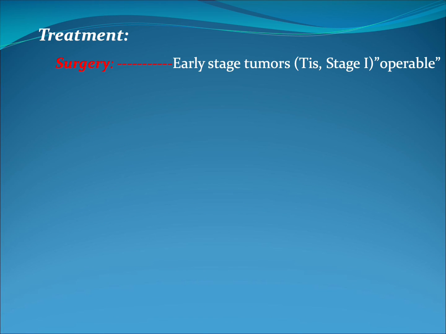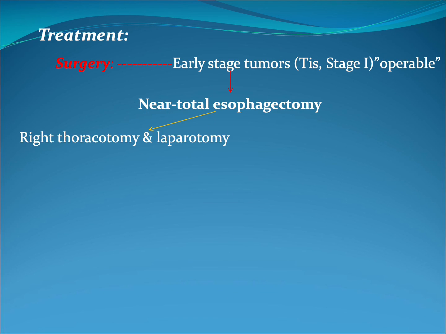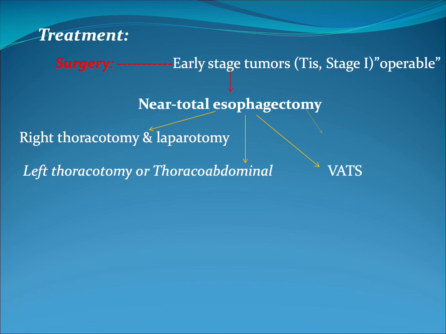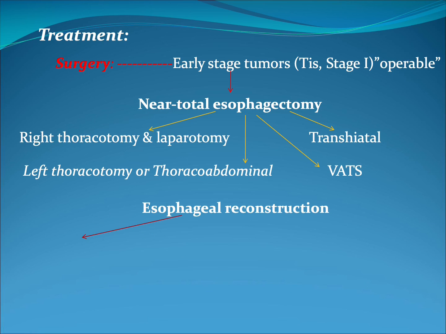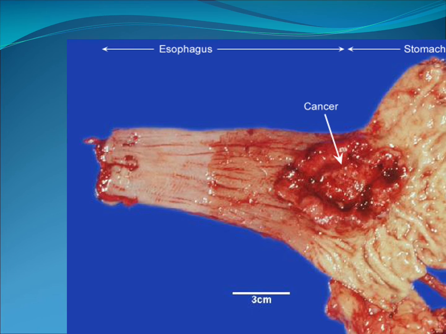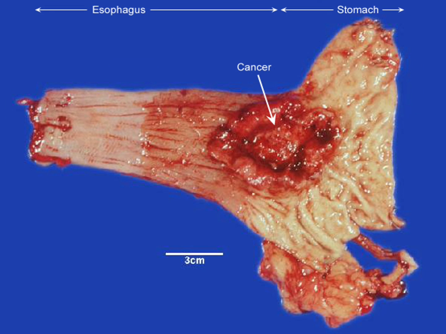The treatment is surgery for early stage tumors and operable patients, with near total esophagectomy, either right or left thoracotomy depending on the site of the tumor, sometimes thoracoabdominal if it is close to the gastroesophageal junction, or sometimes VATS and laparoscopy, or transhiatal. A reconstruction can be done with a gastric pull-up or small or large intestine. As you can see here, most of the mass is in the esophagus with extension to the stomach.